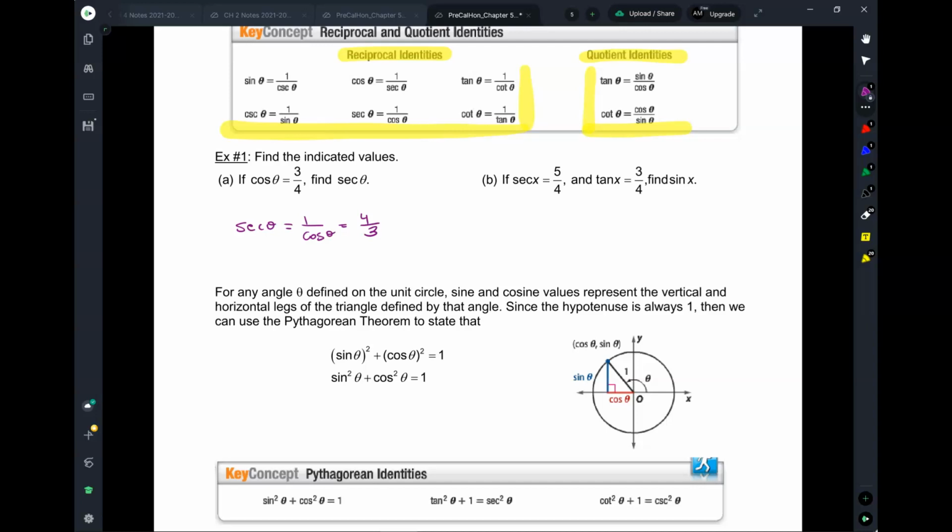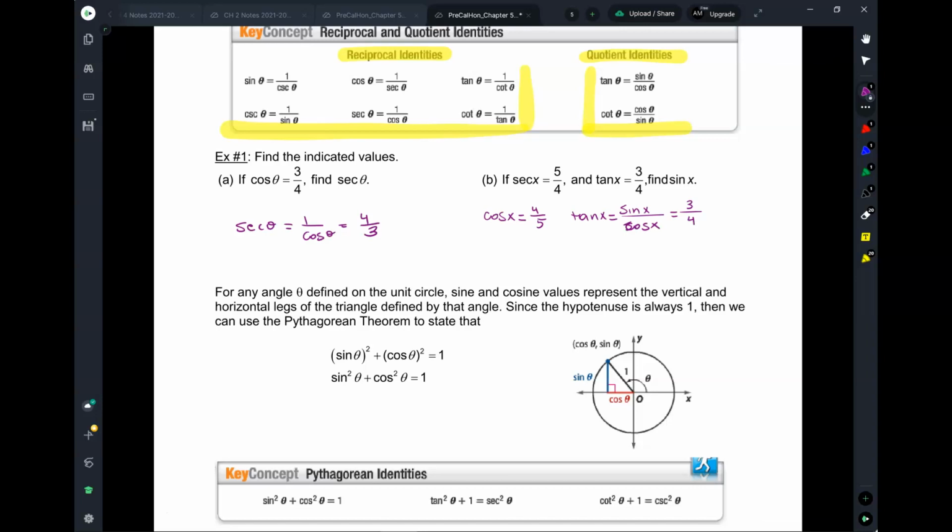So for example, for this first one, if secant of x is 5 over 4 and tangent is 3 over 4, what's sine? Well, a good strategy is to write all of these in terms of sine and cosine, right? So secant of x is 5 over 4 means cosine of x is equal to what? 4 over 5. Now, what is tangent of x? It's sine x over cosine x, right? That's equal to 3 over 4.